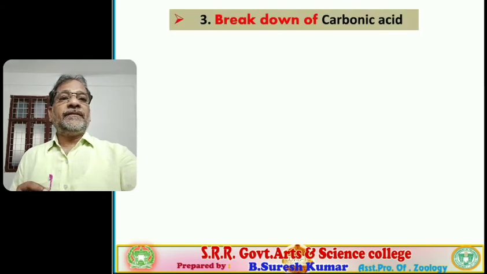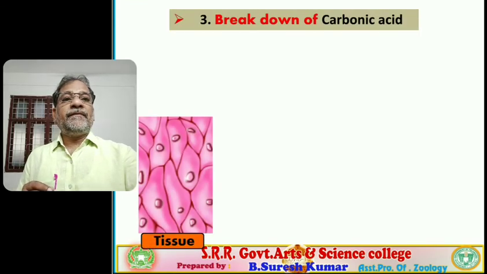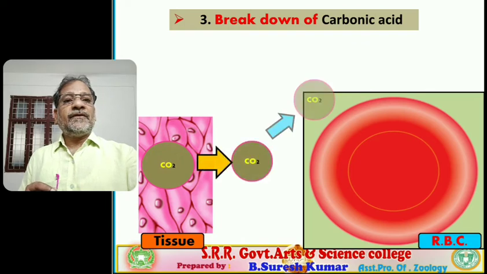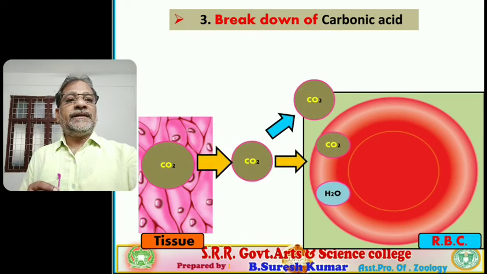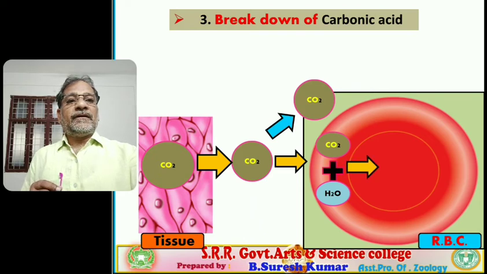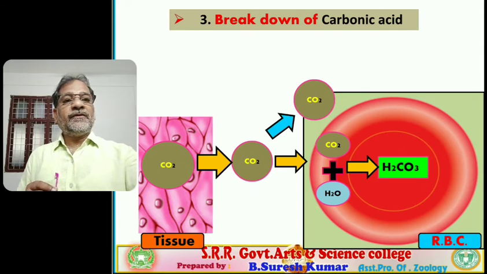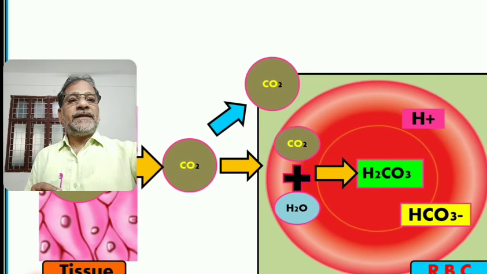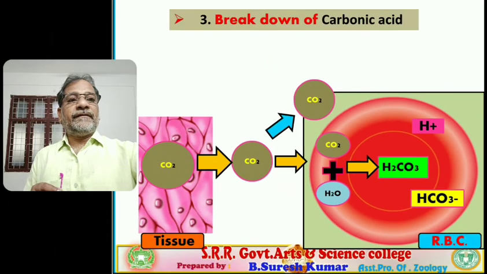Right. For the third event, observe the visual form, the visual representation of the breakdown of carbonic acid. From the tissue, carbon dioxide moves into plasma and RBC, and carbon dioxide and H2O combine and produce H2CO3. Now the H2CO3, the carbonic acid, is going to break down into HCO3 minus ion and H plus ion. Follow? So the H2CO3 breaks down as H plus ion and HCO3 minus ion.